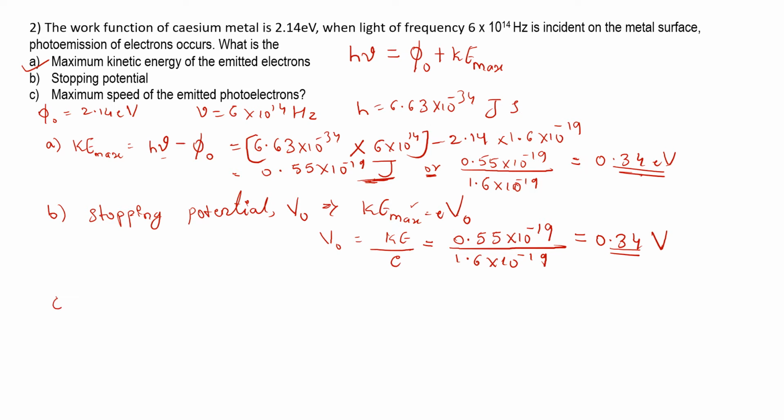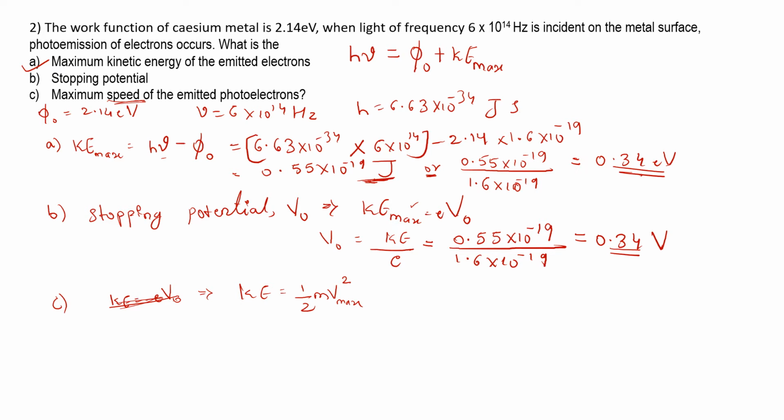Next we want to find out the maximum speed. How can I find out the maximum speed? We know that maximum kinetic energy is equal to E V naught. I can also write this as half m v square, and this will be the maximum. Now it is not necessary to write E V naught, I want this one because they have asked for speed. So we want speed.